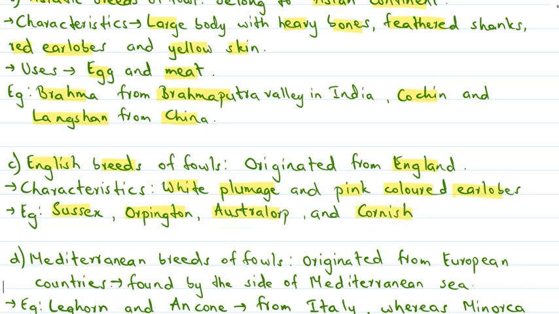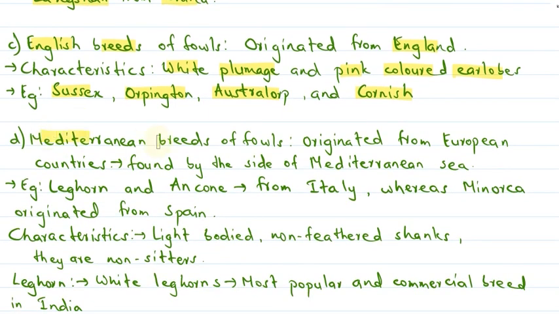Okay. Then we talked about the Mediterranean breeds of fowl. So they originated from European countries found by the side of the Mediterranean Sea. For example, the most important breeds of this class include the Leghorn and Ancon, which originated from Italy, whereas Minorca originated from Spain. So what are their characteristic features? They have light bodies, they have non-feathered shanks and they are non-sitters.